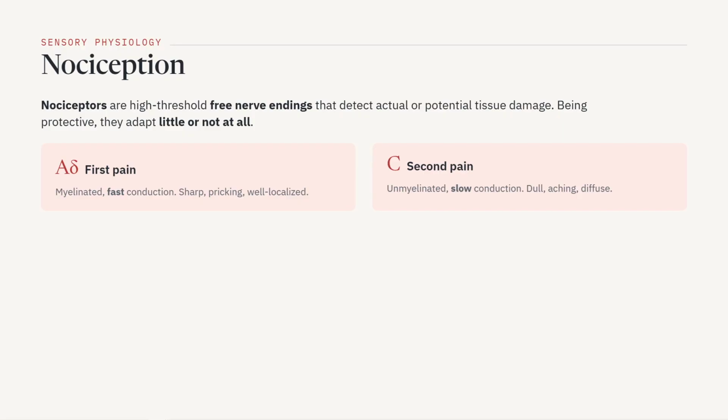Pain travels on two kinds of fiber, and this is why an injury often has two phases. A delta fibers are myelinated and fast, carrying the sharp, prickling, well-localized first pain, the instant you stub your toe. C fibers are unmyelinated and slow, carrying the dull, aching, diffuse second pain that follows and lingers. That two-fiber design is why you first feel a sharp jolt, then a throbbing ache, and that closes out sensation. Now let's turn to muscle.